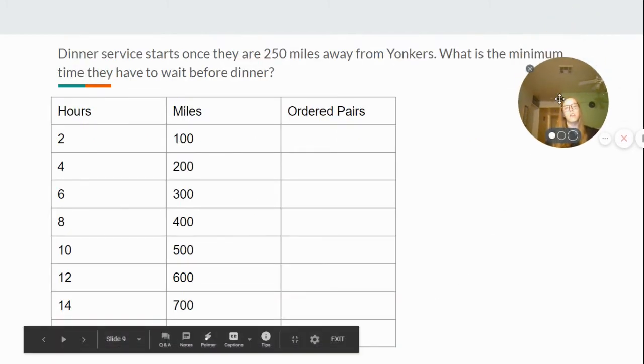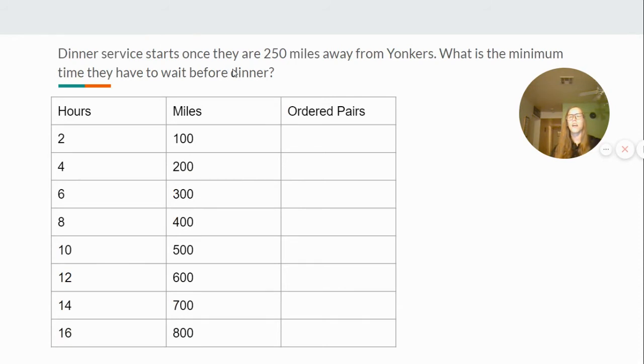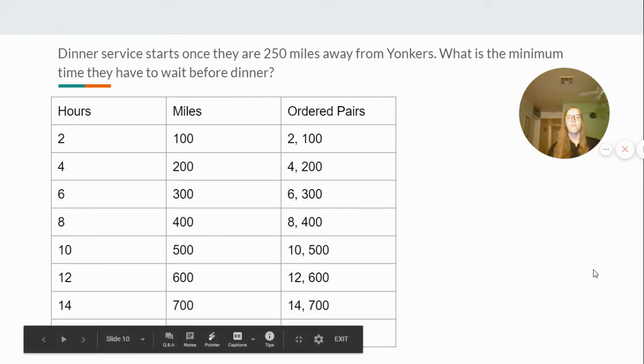Now we find out that dinner service starts once they are 250 miles away from Yonkers. So what is the minimum time they have to wait before dinner? So first we're going to figure out what our ordered pairs are. So we have 2, 100, hours comes first, then miles, 2, 100, 4, 200, 6, 300, and so on.